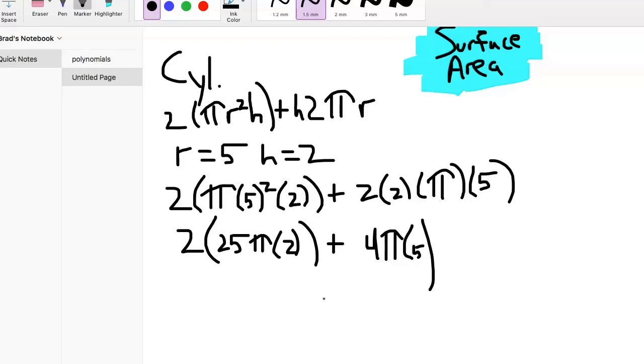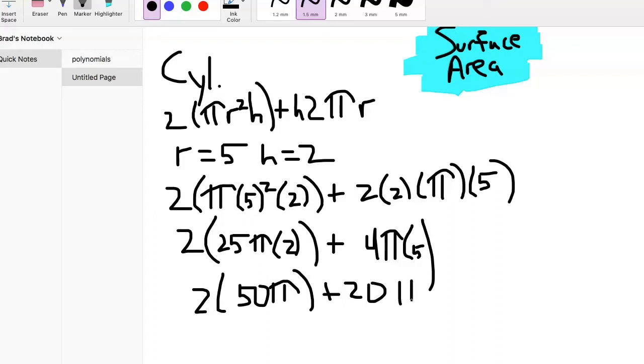Okay. Now, in here we have 25 pi times 2, so that's going to be 50 pi. Don't forget about the 2 on the outside here. Plus, we have 4 pi times 5. 4 times 5 is 20. So 20 pi, right? Okay, now we're almost there. So we got our 50 pi times 2. That's going to be 100 pi.